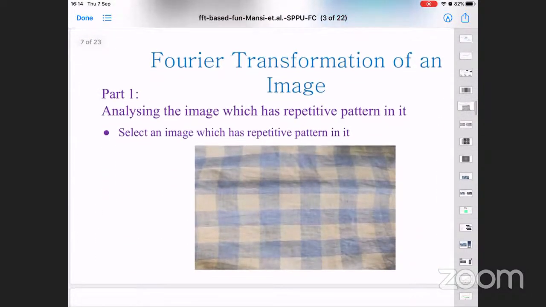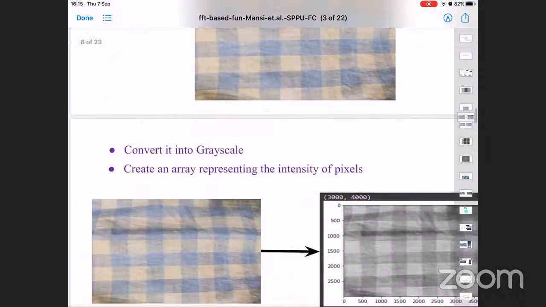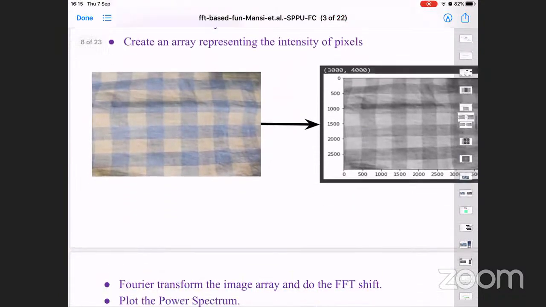Then they went on to take a cloth where there is a repetitive pattern. And as you can see, it's not really a properly, uniformly stretched cloth. And of course, the pattern, although it's a nice, uniform grid, will not appear like that in this picture. And the distortions of that will show up.